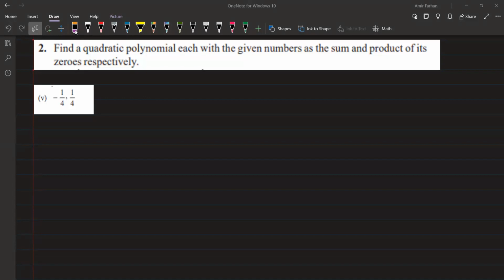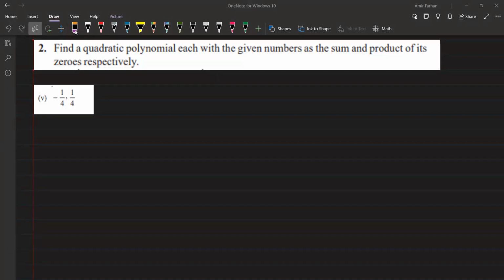Sir, done. Okay, very good, Gianna. What about you, Ifra? Sir, done. Okay. What is the answer then? Sir, is it x square minus 1 by 4x plus 1 by 4? Is this your answer, Ifra? Gianna, okay.